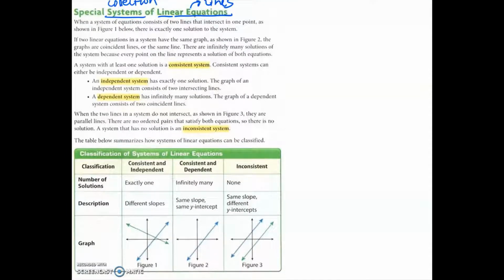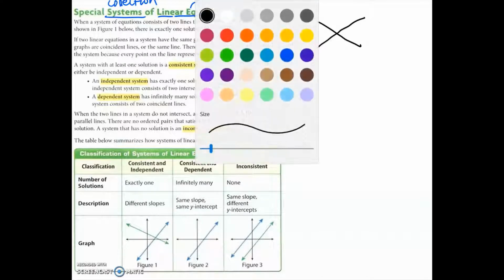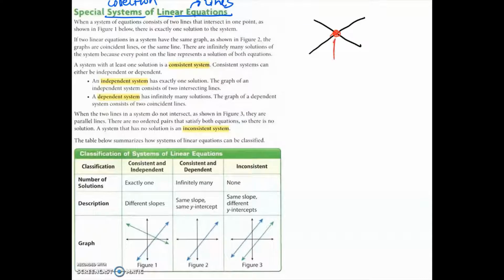The reading goes, when a system of equations consists of two lines that intersect in one point, let's try to draw what that means. A system of equations consists of two lines, so let's draw a line and another line that must intersect at a point. So I can draw it this way. There will be an intersecting point right here, and that is that one point, as shown in figure 1 below. There is exactly one solution to the system.